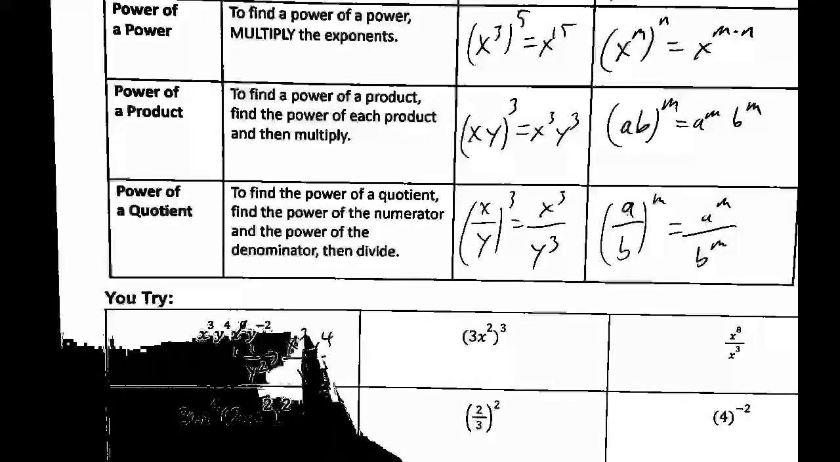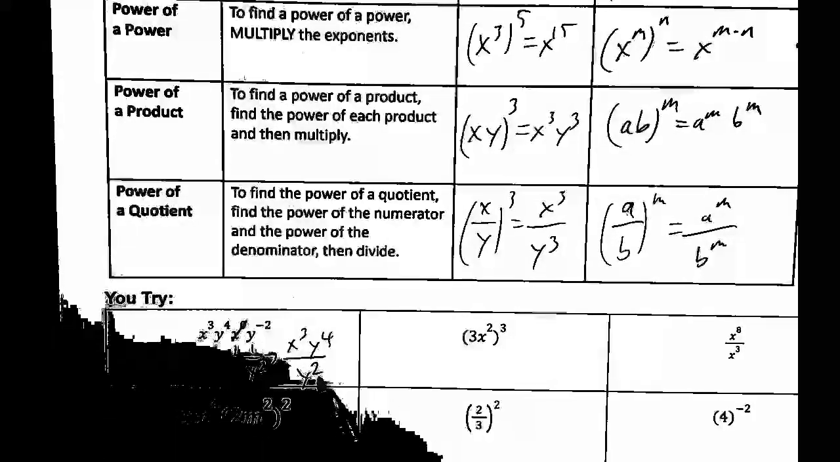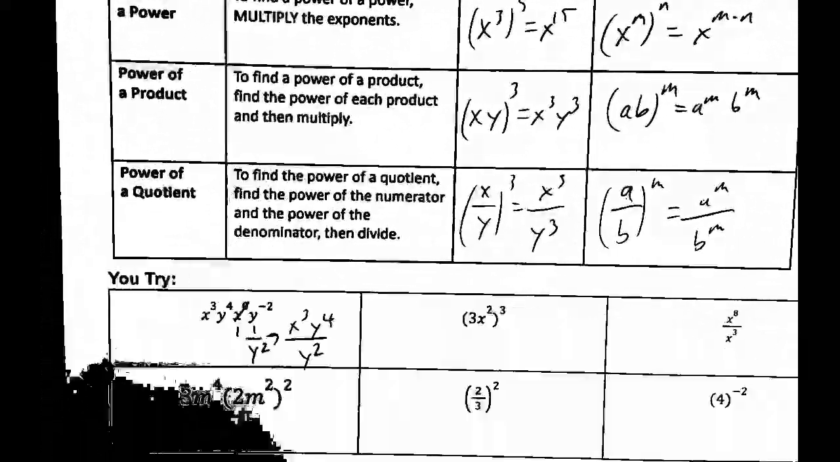And what can I simplify? X to the third is done, I can't do any of that. But y to the fourth over y squared, that's the quotient rule. We can just subtract. What's 4 minus 2? That's 2. So the answer is, I'm going to write over here, x to the third y squared. That's your answer.